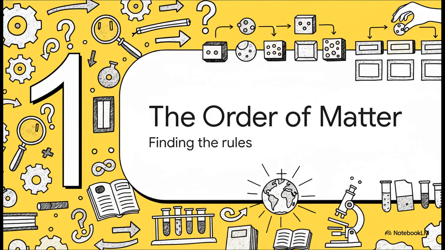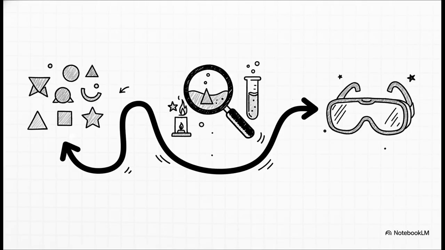All right, section 1, the order of matter. Let's go find those rules. You see, scientists aren't just sitting around making random guesses about the world. They actively bring order to it through hands-on investigation. So here's what you're going to master by the end of this lesson.